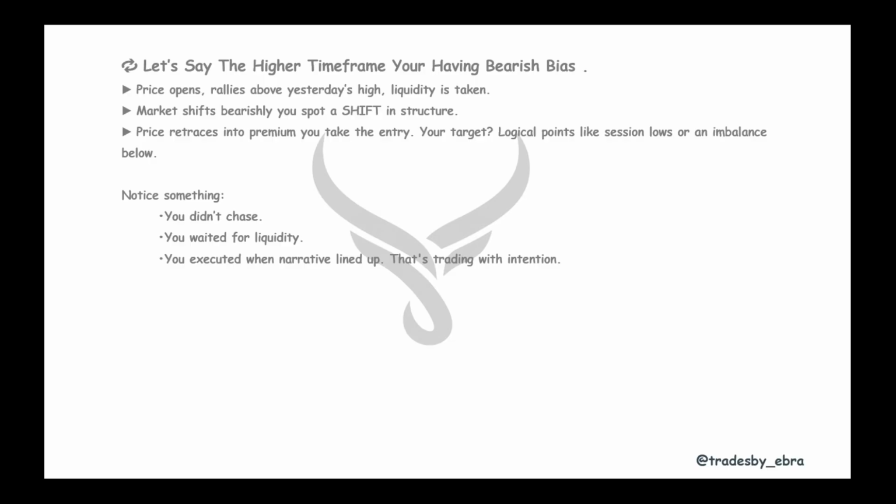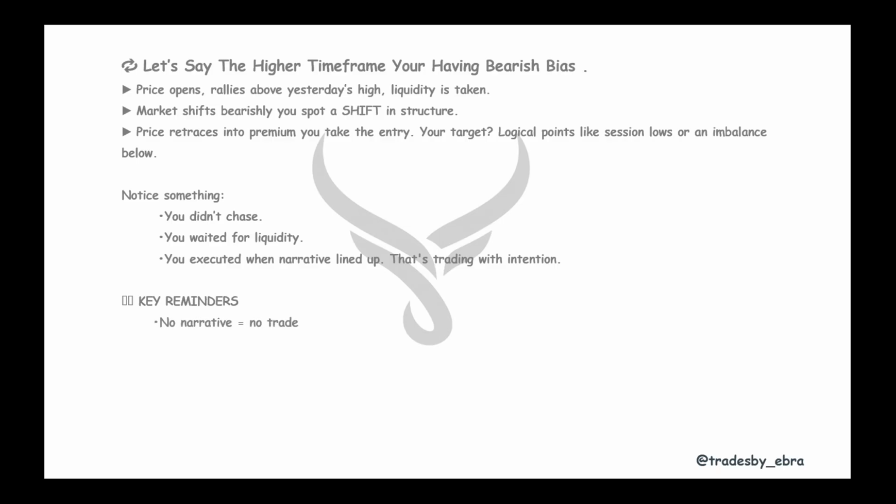Then we anticipate the price is going to trade into the discount of that second dealing range here. Okay, that is trading with intention. You know why price is doing what it's doing, and you're anticipating the next candle. When we are wrapping this up, these are going to be the key reminders for you.